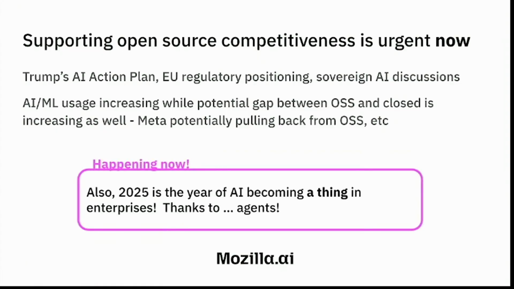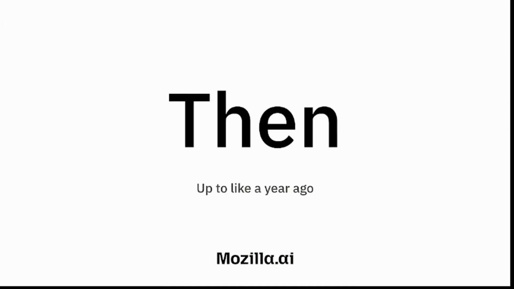And finally, this is 2025. I'm giving this talk in early August. It's the year of AI becoming a thing in enterprises, thanks to agents primarily. So what do I mean by this? Well, in late 2022, prior to ChatGPT's launch, there was a lot of fear about a recession coming up. And so most enterprises set their budgets in October or November, and they froze IT for 2023.